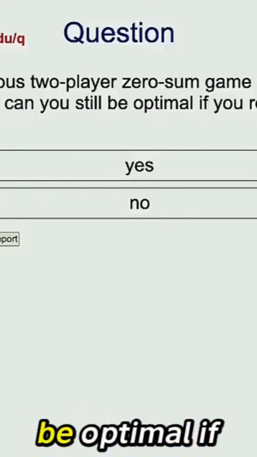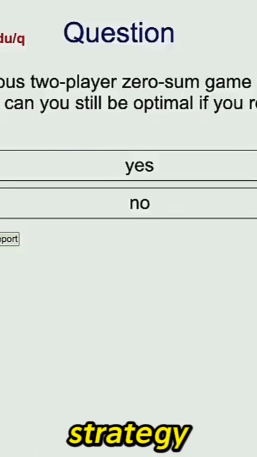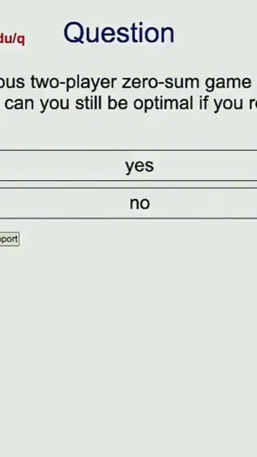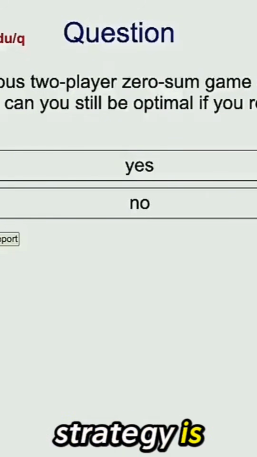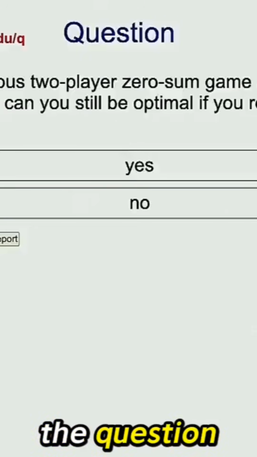So can you still be optimal if you reveal your strategy? So let's say you're playing with someone. If you tell them what your strategy is, can you still be optimal? That's the question.